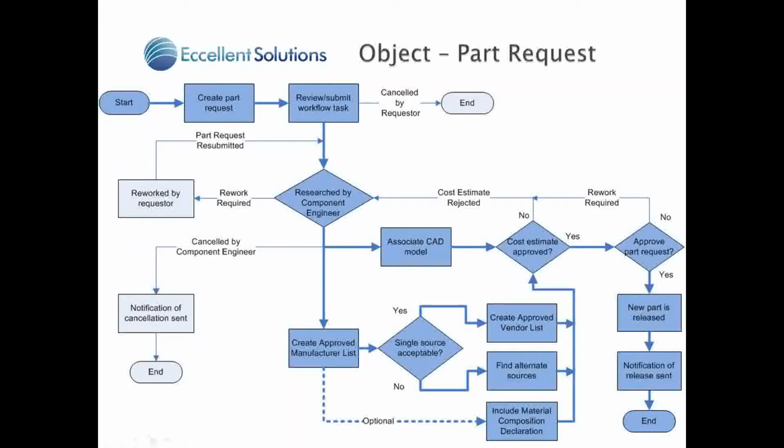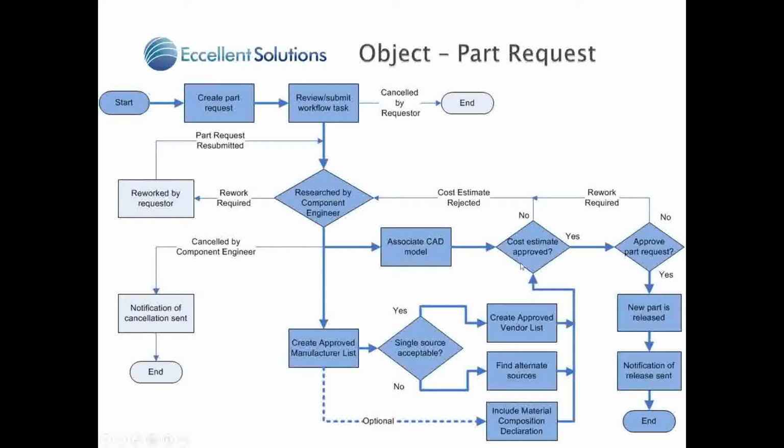For the sake of this demonstration, I won't be going through this full process as part of the demo, but essentially what happens is that by creating the part request, you create a review task to submit the information that you're creating the request for. A component engineer would then take this information and either decide that more information is necessary or go ahead and continue forward the vetting process of this new OEM part. Throughout the rest of the process, you'd be prompted to associate the CAD model and create an approved manufacturer list or approved vendor list where it's applicable to the associated manufacturer and vendor parts as well.